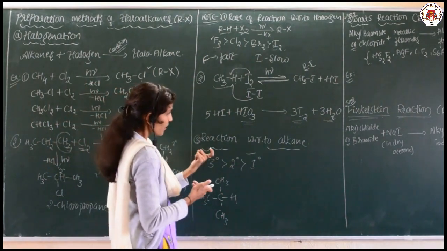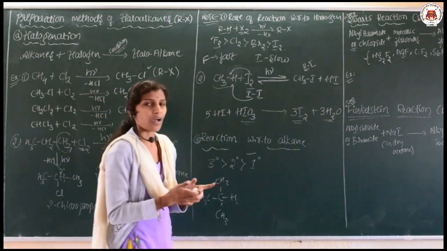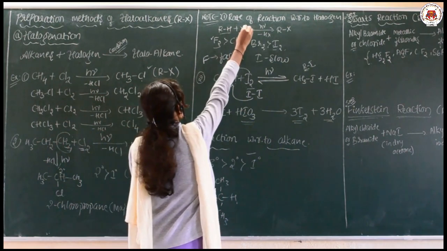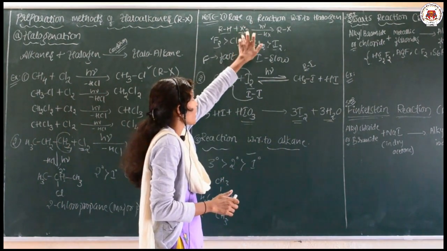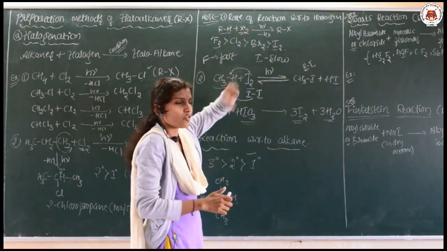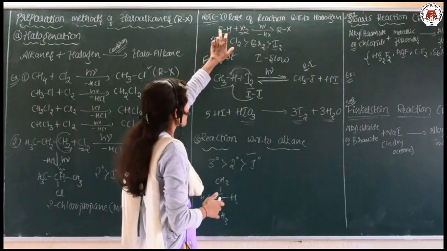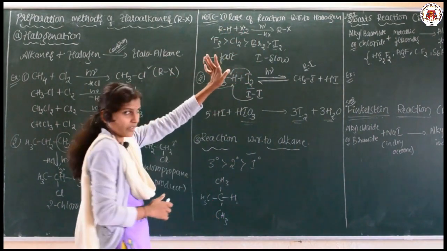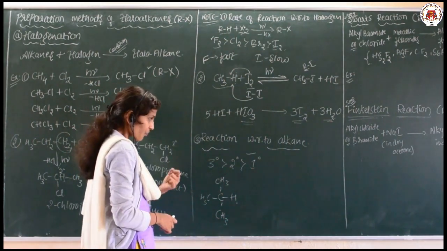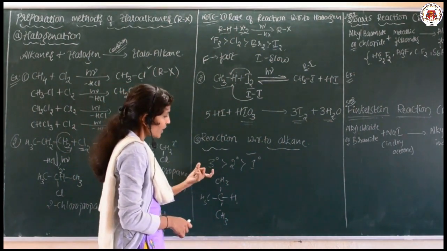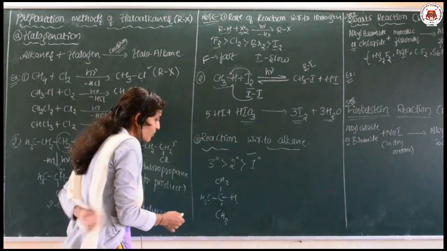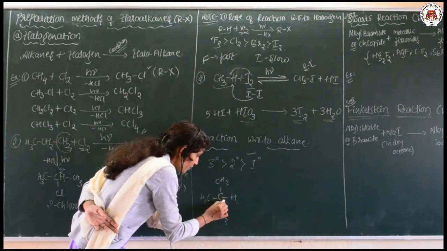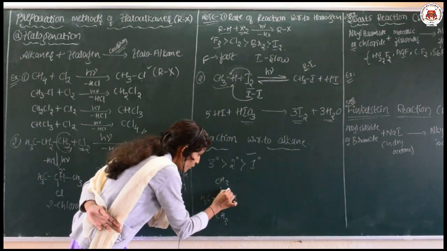Third point, the reaction with respect to the alkane. In the first case we talked about the rate with respect to the halogen. Now we are talking with respect to the alkane. The reactivity order will be tertiary, secondary, primary. Here tertiary means 3 degree. This is the tertiary carbon.